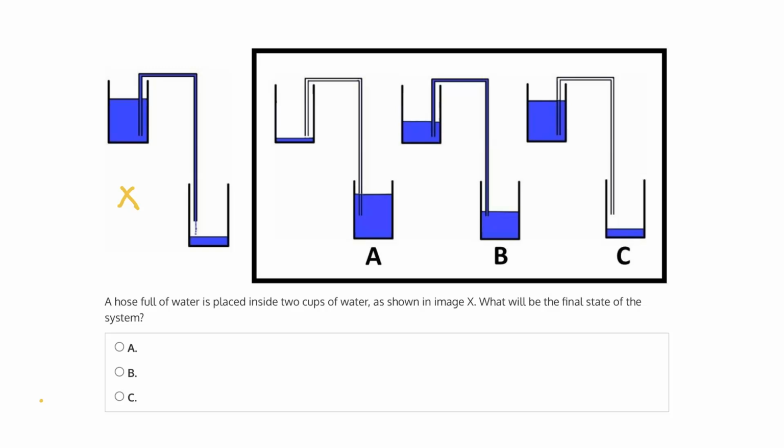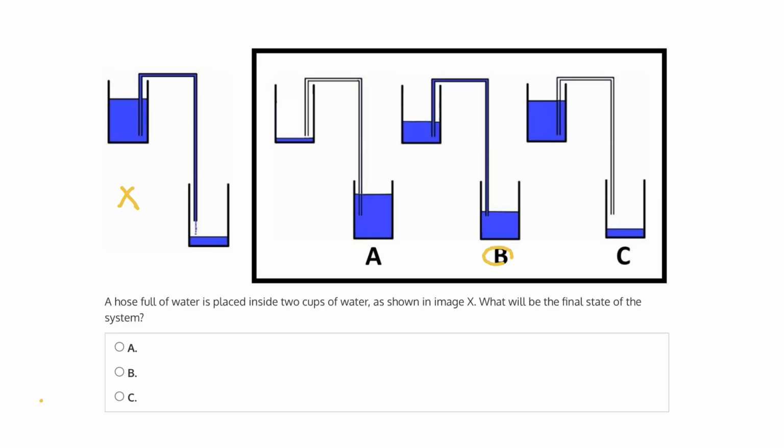So let's consider our answer options. Well, in C, we see something that frankly makes no sense at all. We see little to no water has left this top cup, and consequently, this bottom cup appears to be at the same volume as how it started. However, we can see that the hose is now empty. So this really makes no sense at all, and therefore C is not the correct answer.